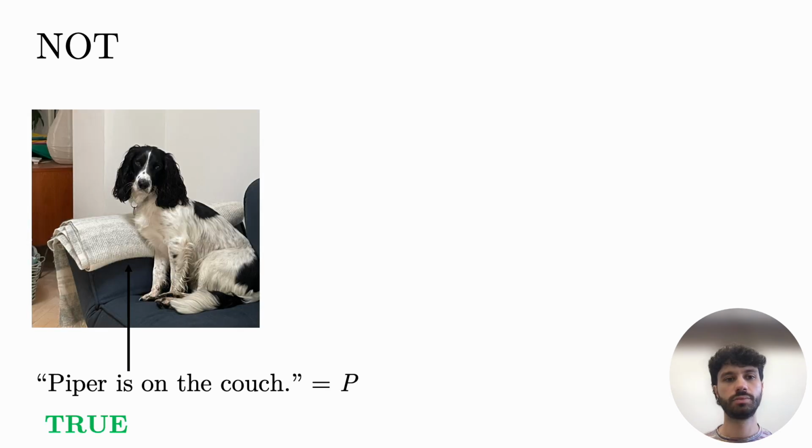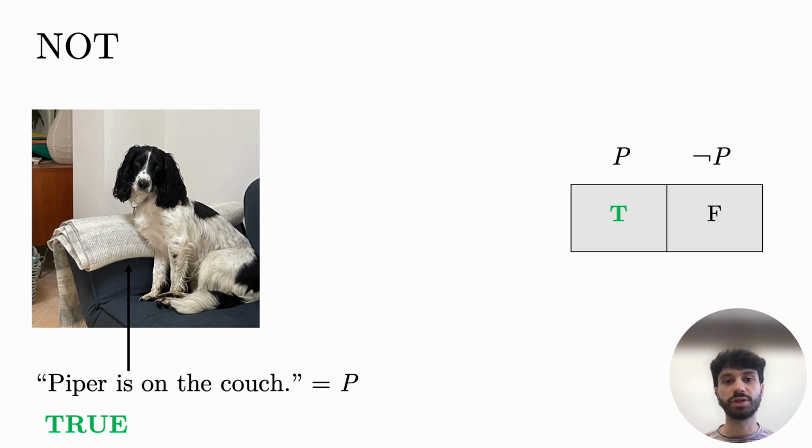As I said, the simple statements are called simple for a reason, and now we can go to look at our first logical connective, which might be also the simplest one, which is the not operator. Okay, let's take again our simple statement, Piper's on the couch, which is true. This is how we symbolize it. And let's construct what we'll call the truth table for the not operator. So let's add not P.